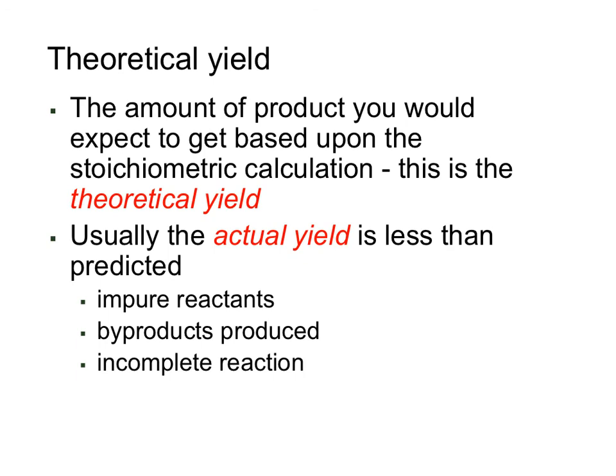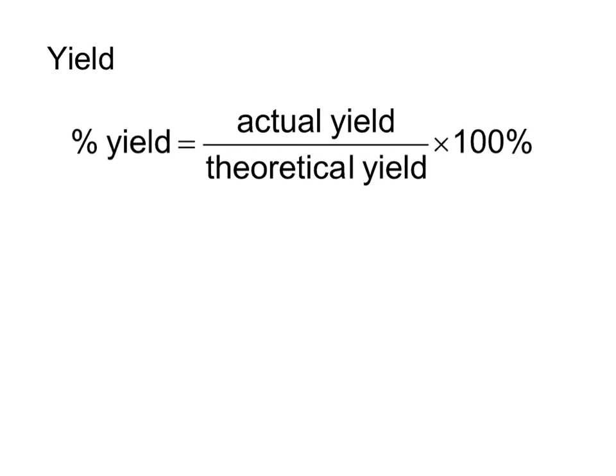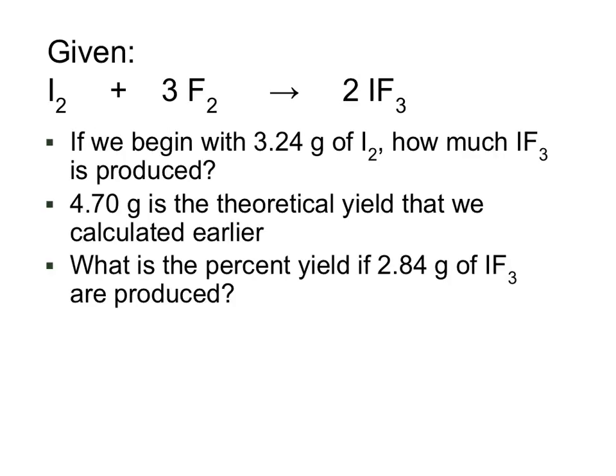That is the most amount of product that could be produced based on our amount of reactants. The actual yield is very often less than how much was predicted, based on a number of factors, such as impure reactants, maybe there were some byproducts produced, or we had an incomplete reaction. Whatever the case may be, the actual yield is usually less, sometimes a lot less, than the theoretical yield. And we simply calculate it by dividing our actual by our theoretical and multiplying by 100. Let's look at an example that ties all of this back.